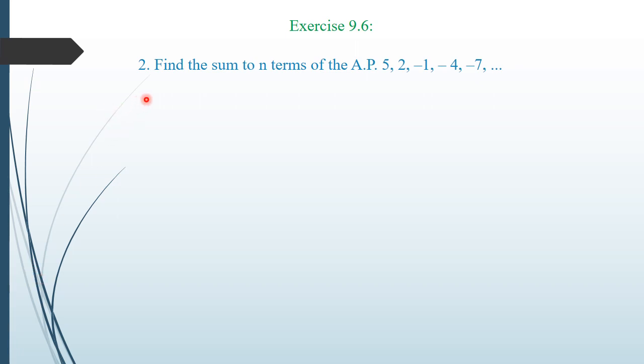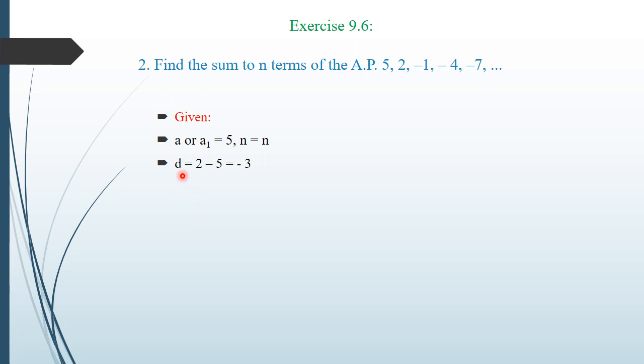Find the sum up to n terms of the arithmetic progression 5, 2, minus 1, minus 4, minus 7 and so on. Here an AP is given to us and we need to find sum up to n terms. Let us note down the given data first. A or A1, that is first term, is given to me as 5 and we need to keep n as it is because we need to find sum up to n terms.